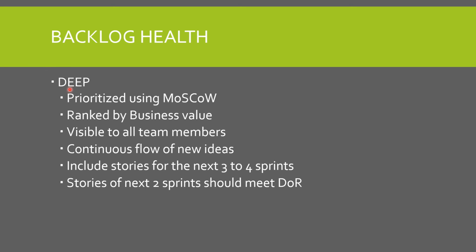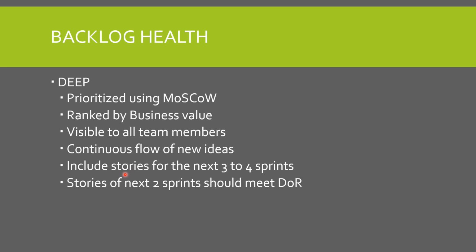Backlog health indicates that your product backlog should always follow the DEEP principles. It should be detailed appropriately, estimatable, and emergent. It should be prioritized; you can prioritize using MoSCoW, or you can use ranking by business value. It should be visible to all the team members, with a continuous flow of new ideas. Anybody can give you information for the product backlog, and you should allow them to add new ideas from any corner of the company, any corner of the organization.